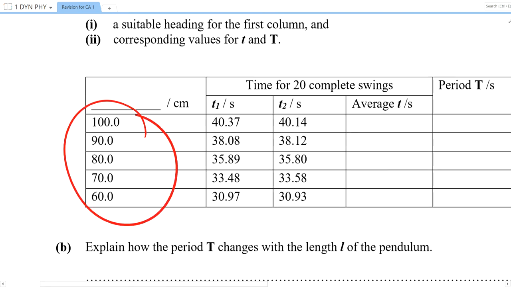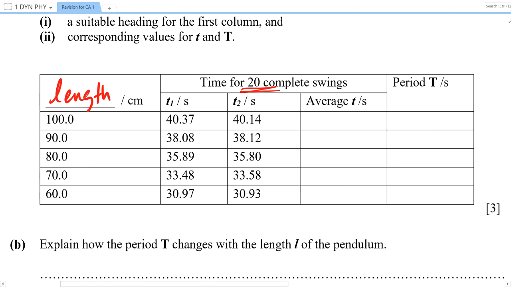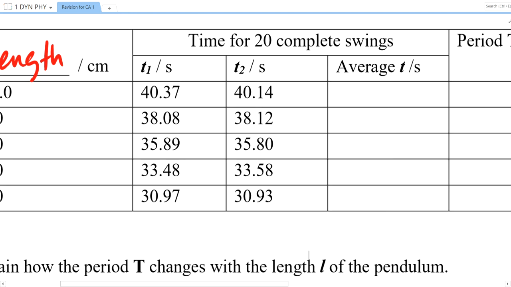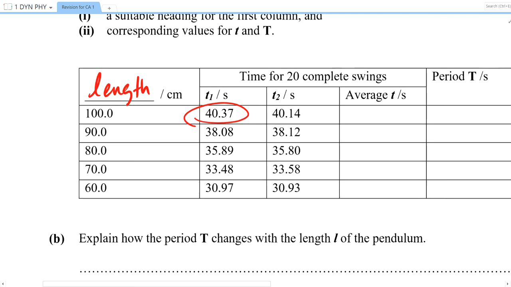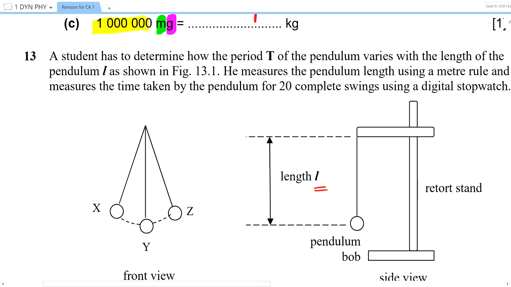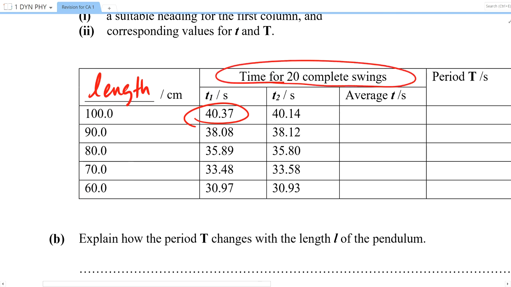So in our table, what do you think all these represent? Yeah, this must be the length, right? He is changing the length to see how the time taken for 20 complete swings changes. So most of you were able to do this to find the average time. Now, just to check on your understanding, what does this 40.37 mean to you? What does it represent? Time taken for 20 oscillations. In the diagram, the instructions said measure time taken for 20 complete swings. In our table, we say time taken for 20 complete swings.